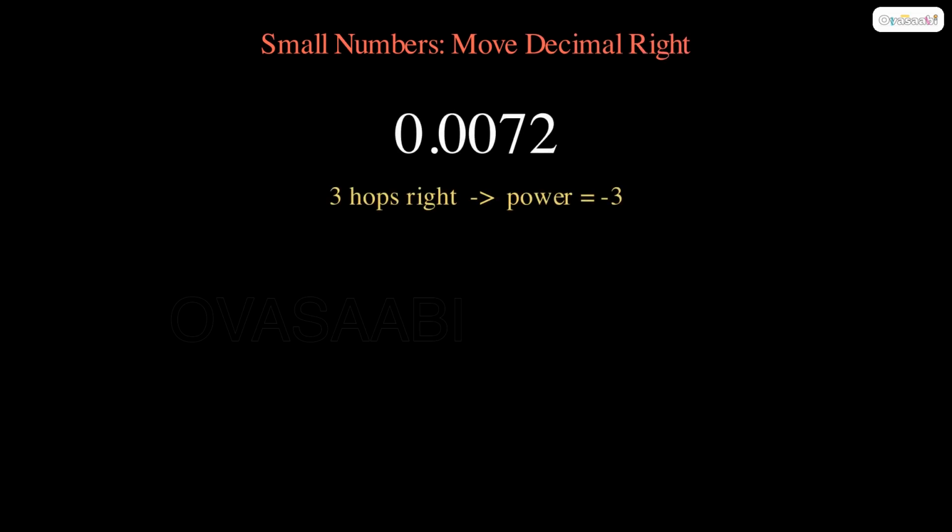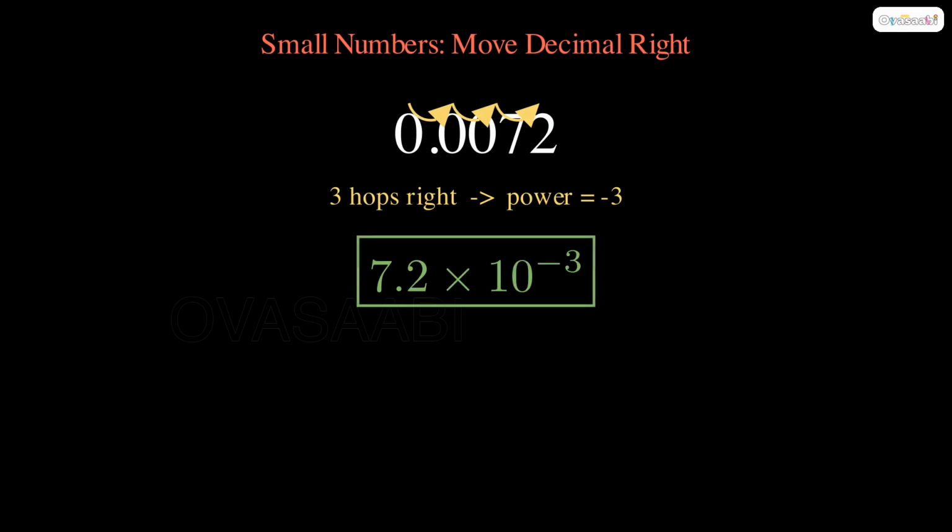For tiny numbers, move the decimal point right until one digit sits before it. The power becomes negative. So 0.0072 becomes 7.2 times 10 to the negative 3.